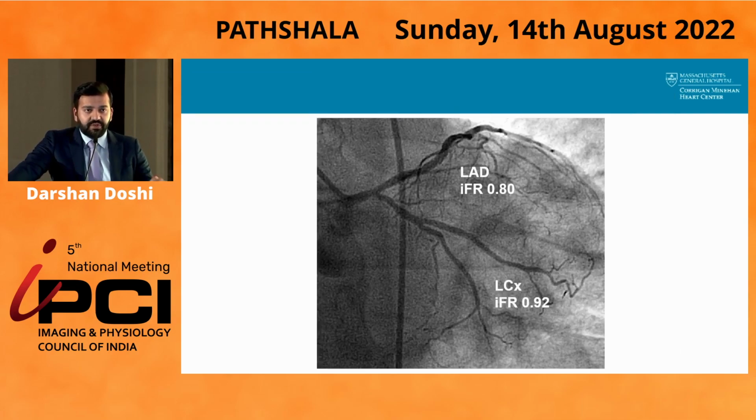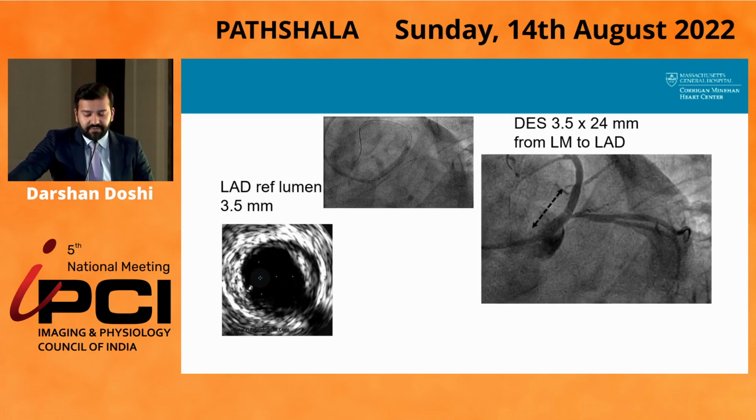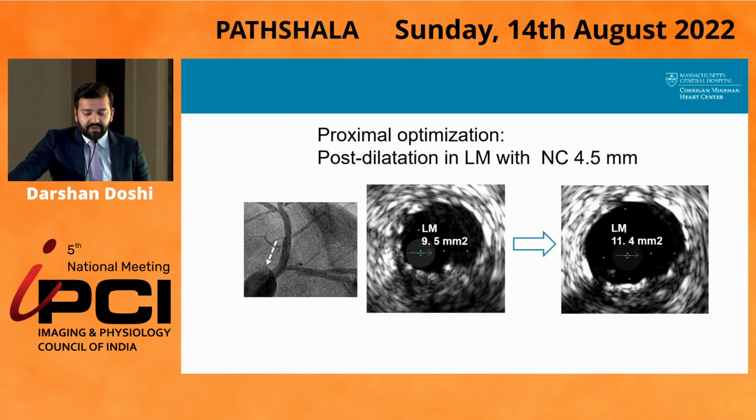So physiology is your friend here. Physiology is performed, and iFR is performed of the LAD, found to be 0.8. That of the circ is found to be 0.92. So you're probably going to do a single stent strategy from the LAD to the left main. You don't have to treat the circ necessarily. So that's what was done using the LAD reference. A 3.5 was the reference, and that was used to get a stent. And the stent was a 3.5 by 24. Post-dilatation was done with a POT in the left main up to 4.5, and you got excellent expansion.